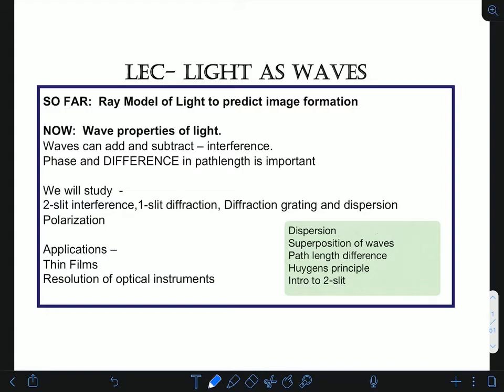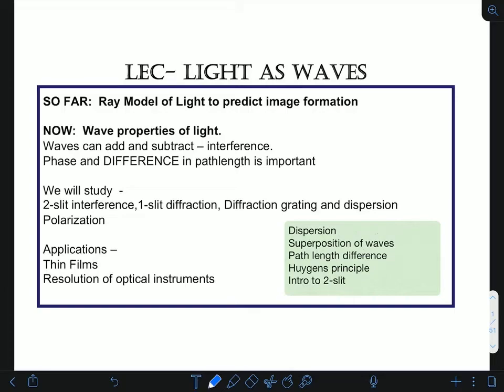The purpose of this mini lecture is to introduce the concepts that we need in order to study light as a wave. So just as background, so far we've studied the ray model of light, and that was perfectly fine for predicting image formation in lenses and mirrors. But now as we consider items on smaller and smaller length scales that are closer to the wavelength of light, then the wave properties or the wavelengths of light become more important. And so we need to look at the wave model of light.